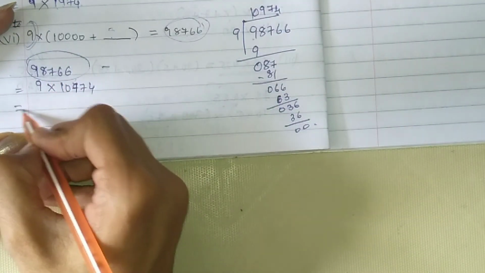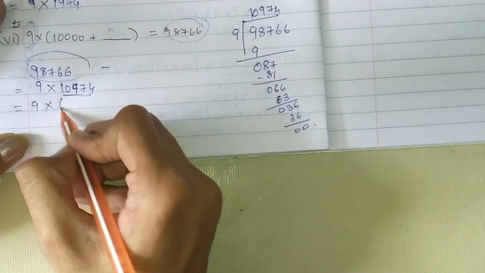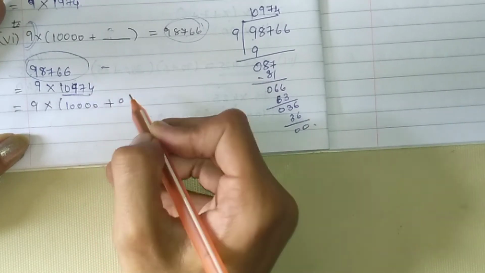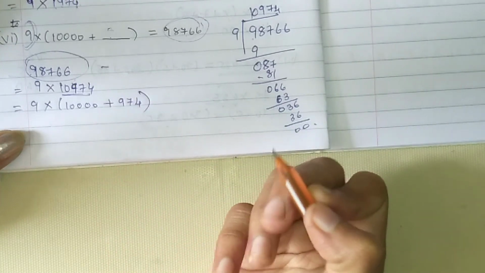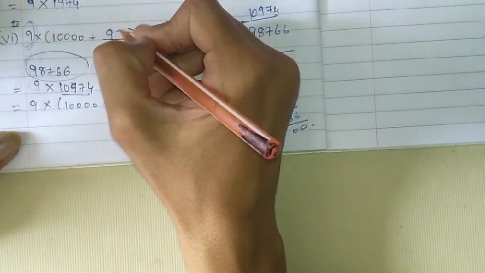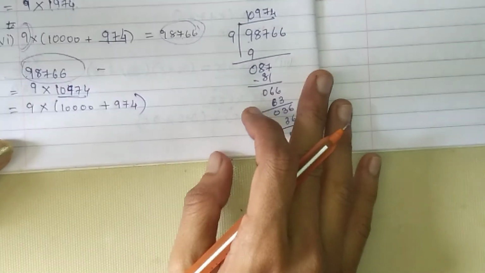Okay, now we have to split this number. So we'll split it: 10,000 plus 974. So what is our answer? 10,000 plus 974 is your answer. Understood?